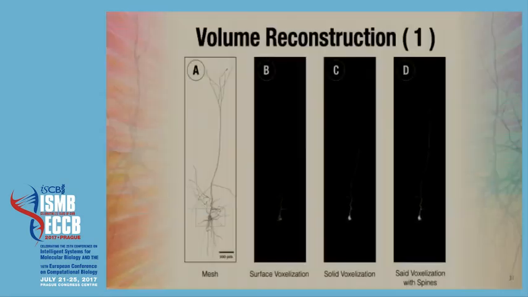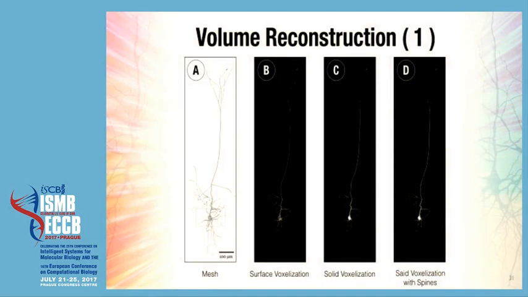So this will be seen here in the volume reconstruction. We have in A just a pure mesh model, and in B we do the surface voxelization. In C, we do the solid voxelization, and potentially we add the spines to it.